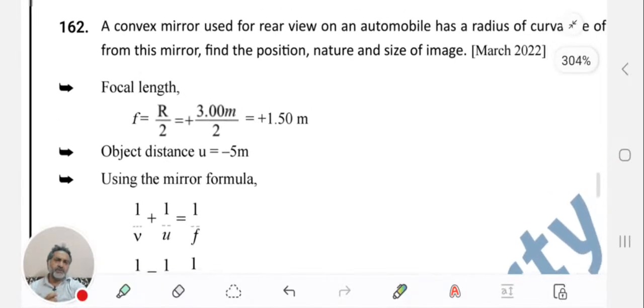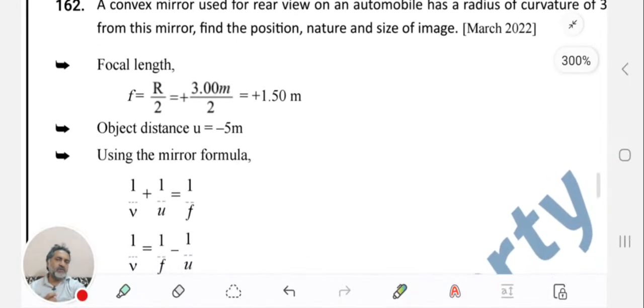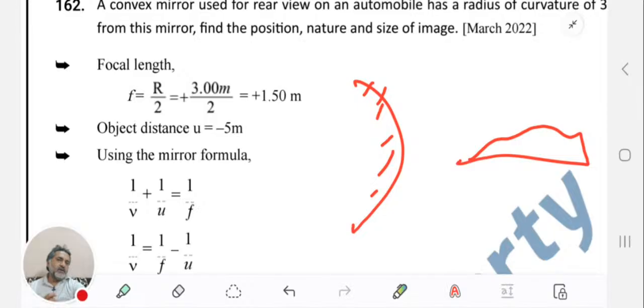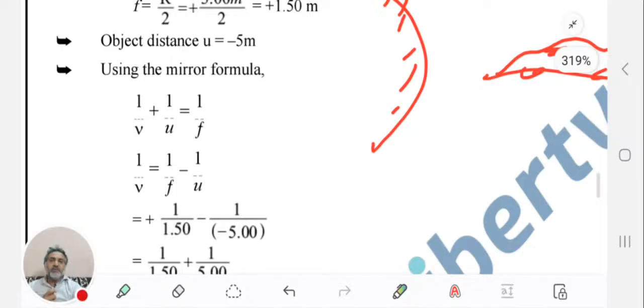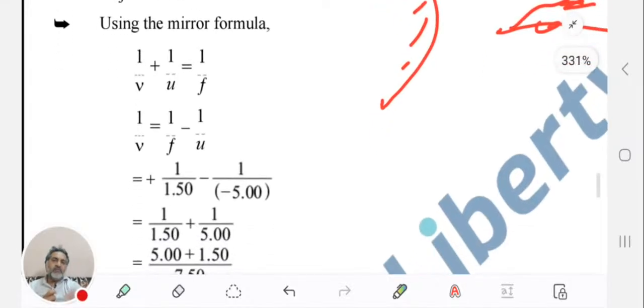કોન્કેવ છે, કોન્વેક્સ છે બેટા, કોન્વેક્સ છે, કોન્કેવ નથી. બહિર્ગોળ અરીસો છે, બહિર્ગોળ અરીસો. પાછળનું જોવું હોય ને આપણે, આમ ગાડી આવે છે તો પાછળની ગાડી જોઈએ છીએ આપણે, હા, કોન્વેક્સ છે, બરાબર. કોન્કેવ ના હોય. દાઢી કરવા માટે કોન્કેવ વપરાય. ચાલો, હા, યુઝિંગ ધ મિરર ફોર્મ્યુલા 1/v પ્લસ 1/u ઇઝ ઇક્વલ ટુ 1/f. સો 1/v ઇઝ ઇક્વલ ટુ 1/f માઇનસ 1/u.